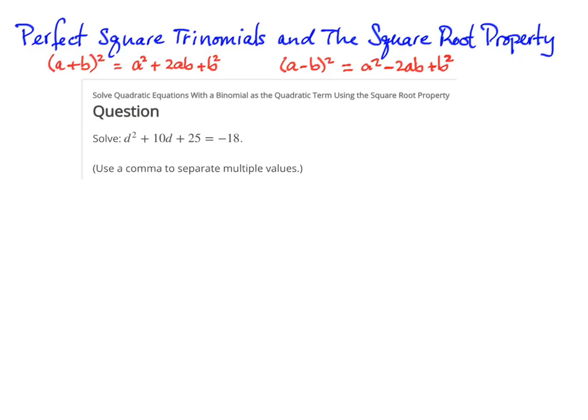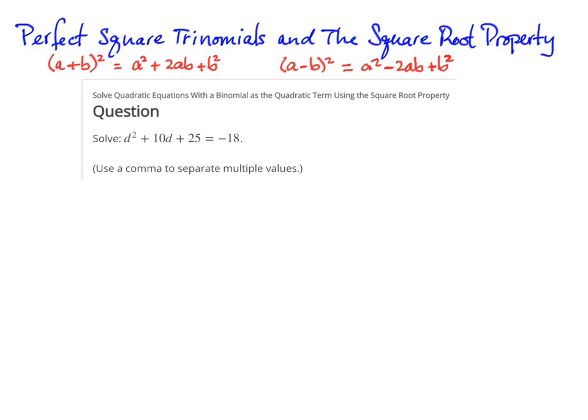In this example, we're asked to solve the equation d squared plus 10d plus 25 equals negative 18. And this is in the homework section on the square root property. So somehow we have to be able to apply the square root property. But the square root property says we have to have something squared equals a number.